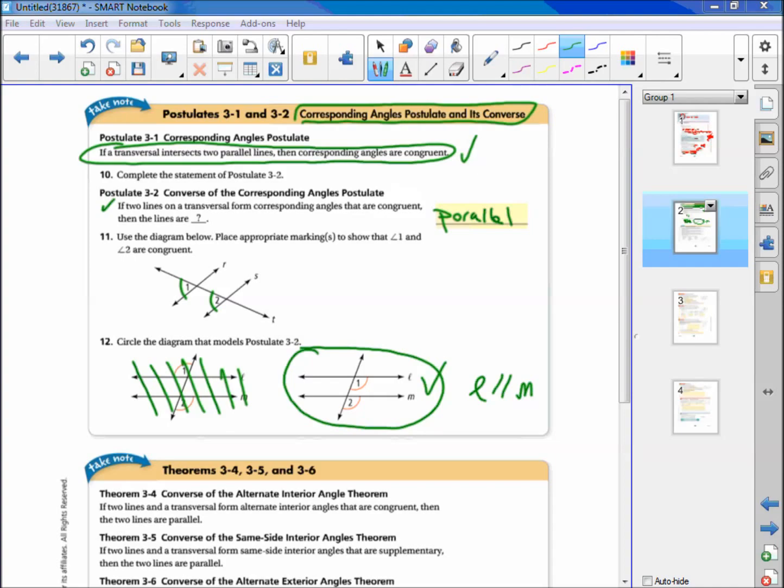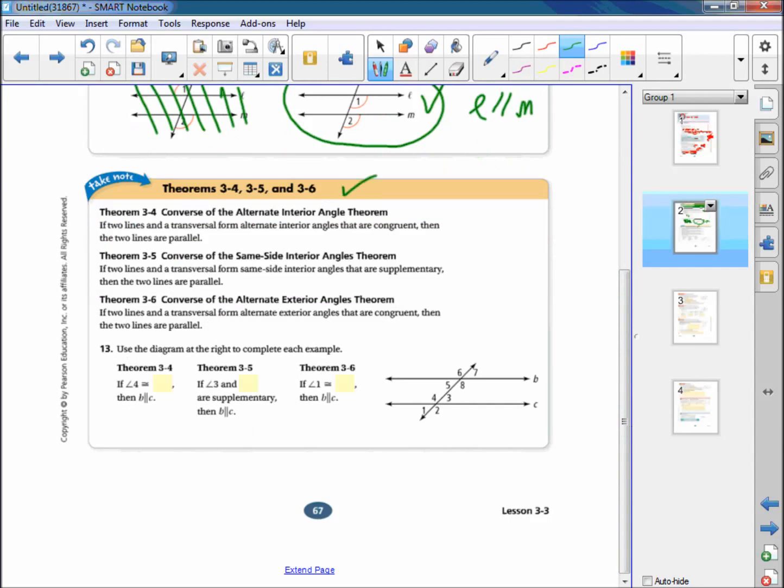Okay. All right. So here are a couple of quick notes. Theorems 3.4, 3.5, and 3.6. You can guess these pretty quickly. They are the converses of the alternate interior angles theorem, which says if alternate interior angles are congruent, then the lines are parallel. Then we have the converse of the same side interior angles theorem. Same side interior angles weren't congruent, they were supplementary. So if the same side interior angles are supplementary, then the lines are parallel. And then we have the converse of the alternate exterior angles theorem, which says that if the alternate exterior angles are congruent, then the lines are parallel.